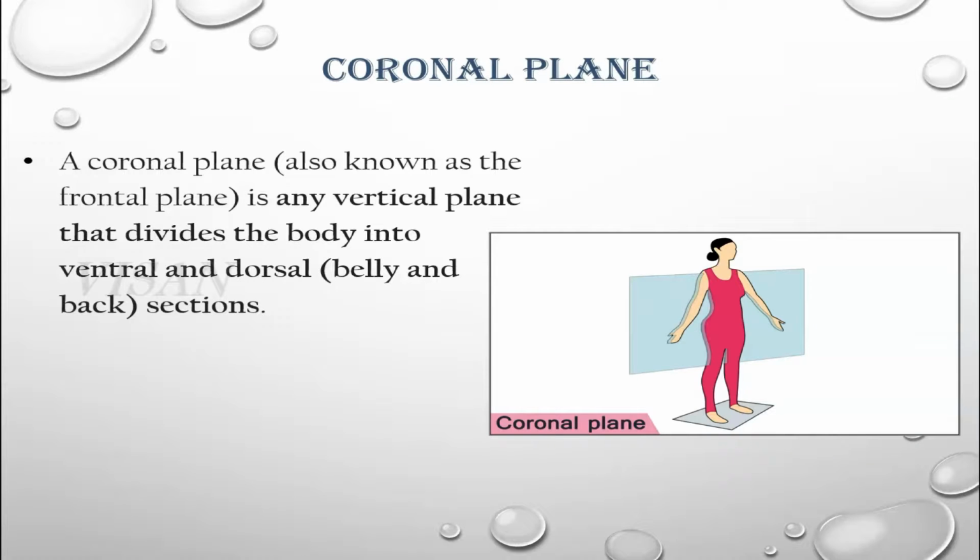Next is coronal plane. Coronal plane is also known as frontal plane. It will be vertical in position which divides the body into front portion and back portion. Otherwise, we can call it as anterior portion and posterior portion. Otherwise, it is also called as ventral and dorsal position.